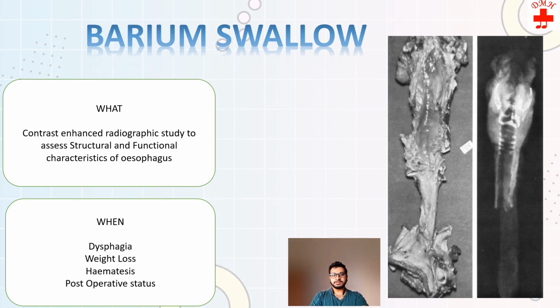So, what is barium swallow? It is a contrast enhanced radiographic study to assess the anatomical and physiological characteristics of the esophagus. When do we do it? When the patient presents with the symptoms of dysphagia, weight loss, hematemesis, and in cases of post-operative status. The following images, on the left, show a cross specimen of the hypopharynx and the esophagus, and on the right, it is an X-ray of the same cross specimen in an anteroposterior view.